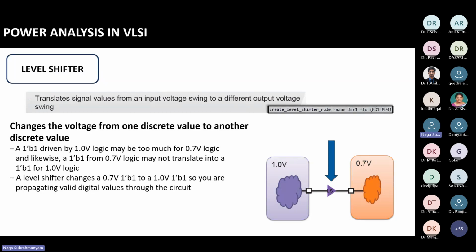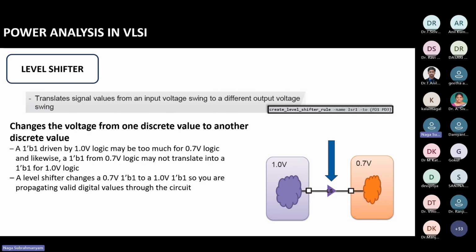If you see there, a 1 tick B1 driven by 1 volt logic may be too much for a 0.7 volt logic. And likewise, a 1 tick B from 0.7 volt logic may not translate into a 1 tick B at 1 volt logic. A level shifter changes a 0.7 volt 1 to a 1 volt 1, so you are propagating valid digital values through the circuit.